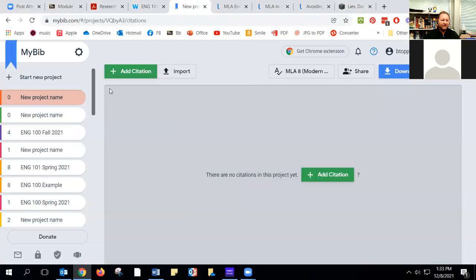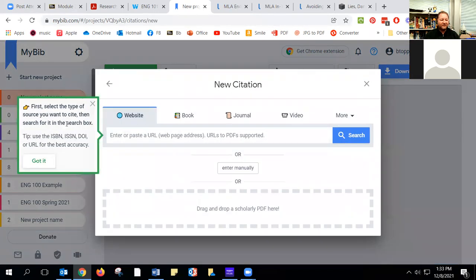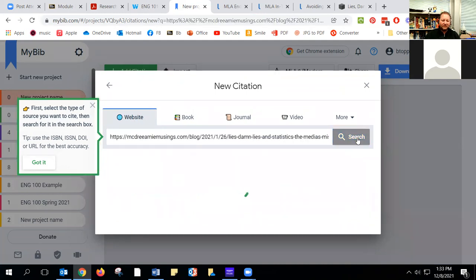Where'd I go? And I add a citation, either one. Since it's a brand new project, I can add it right here. And then it tells you what to do. First, select the type of source you want to cite, then search for it in the box. By default, it's on website. It's always on website by default. So I can just paste in the URL and click search.